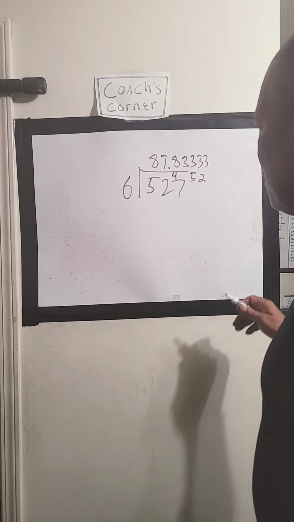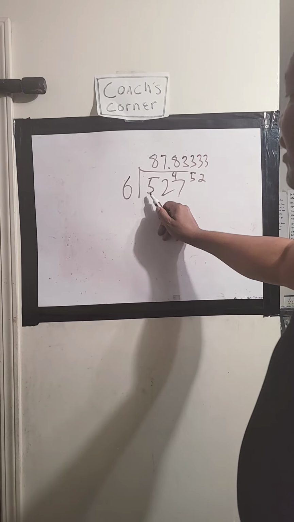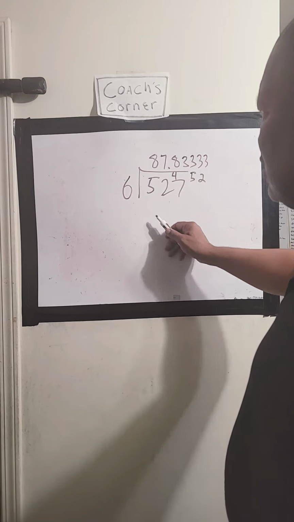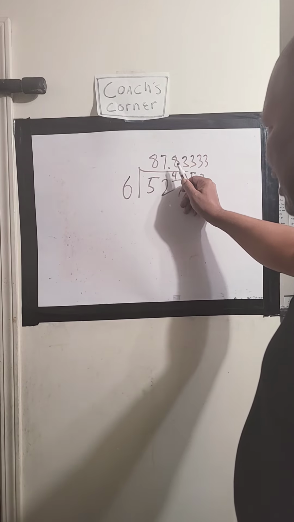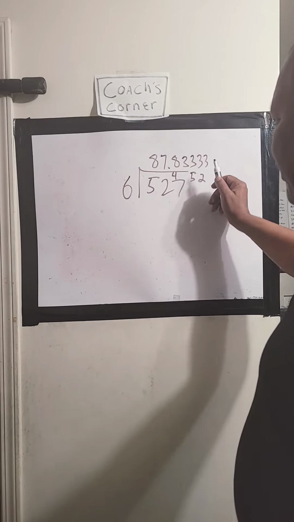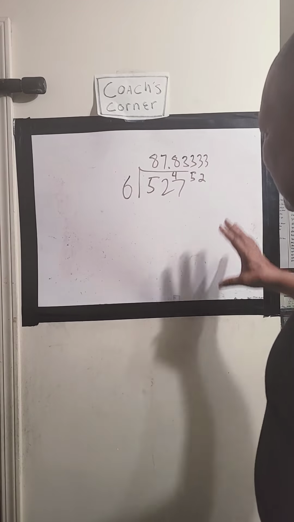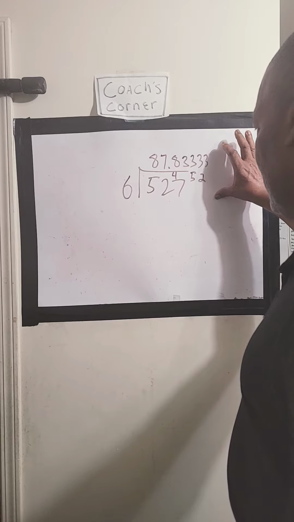So the answer is 527. 6 goes into that 87.83333. It's very simple. And once you look at that, you're going into the decimal points.